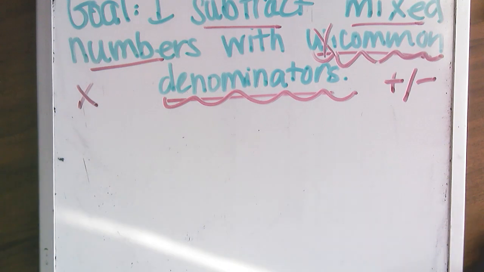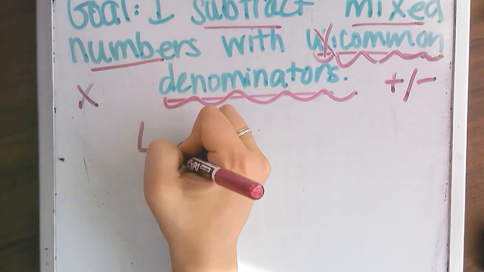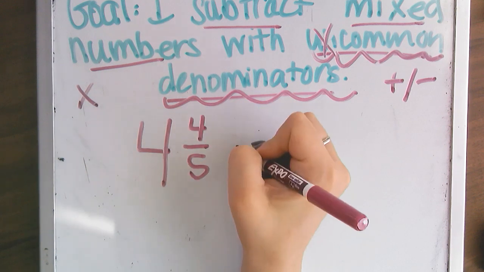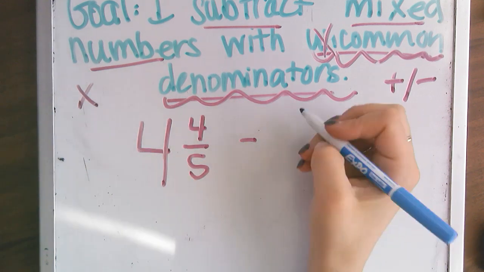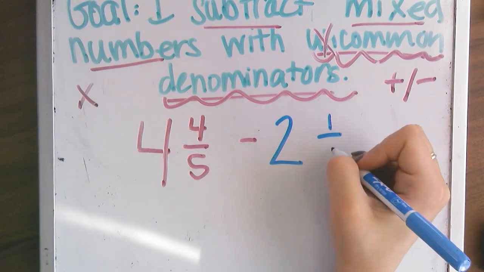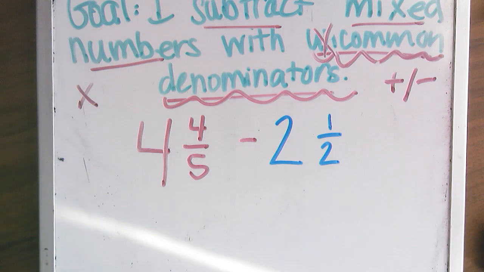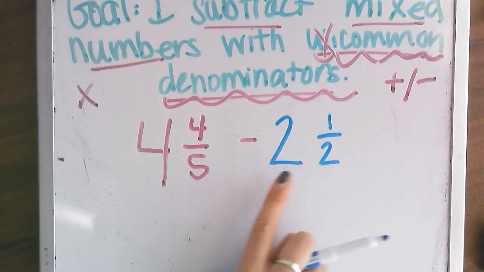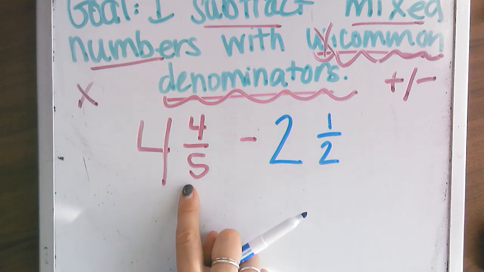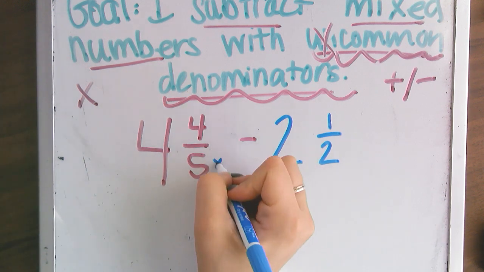This time we'll slow it down. We have 4 4/5 minus 2 1/2. So to make these common, I must multiply by the opposite. So if this denominator is 5, I must multiply it by 2, times 2.